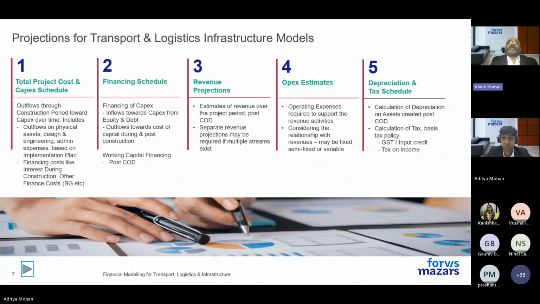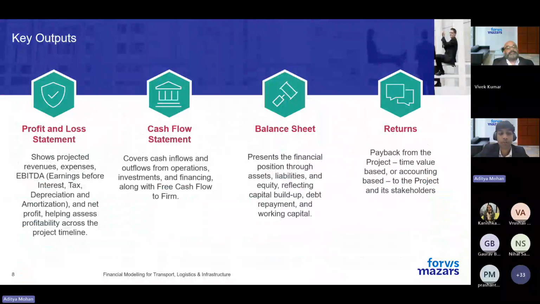In PPP projects, your bank may typically ask for the whole length of projection. So, if, say, for instance, you have a 20-year concession period or a 30-year concession period, you may be required to project for those many years. Yes, Aditya. So now let's look over the 4 key outputs of a financial model.